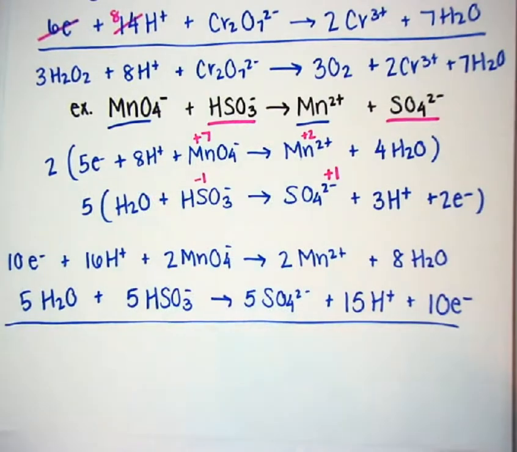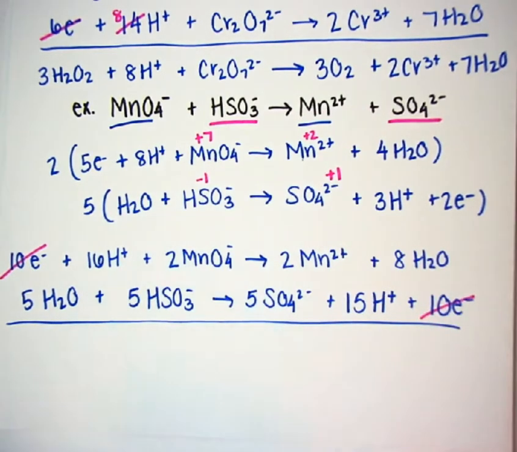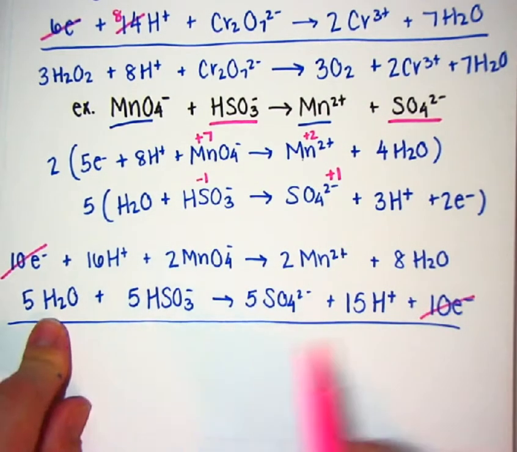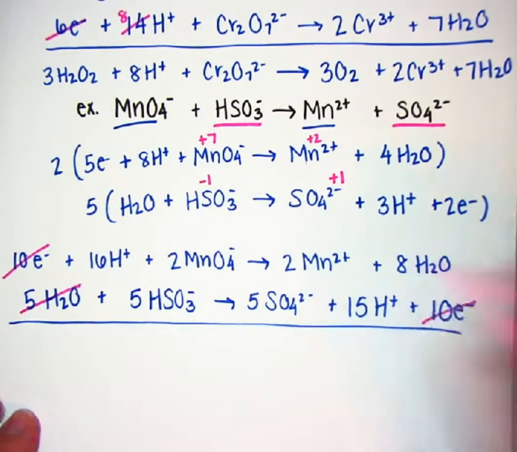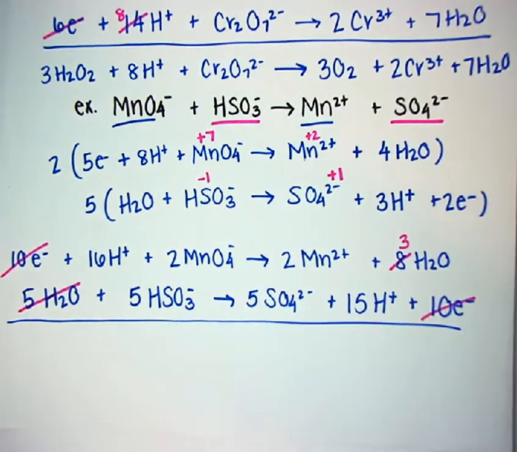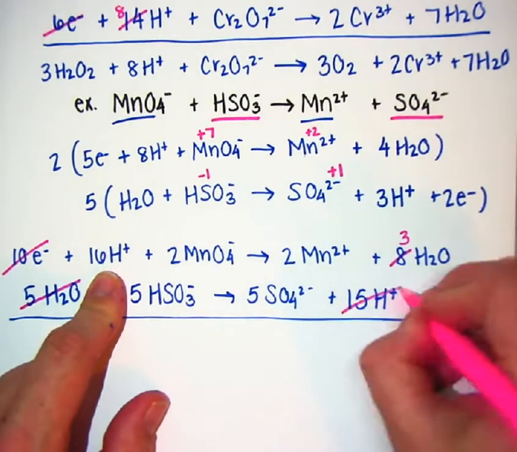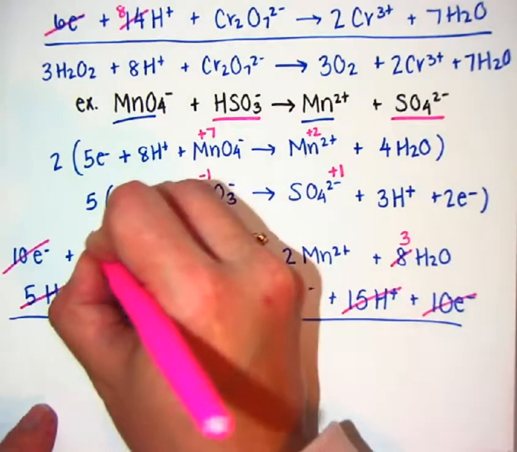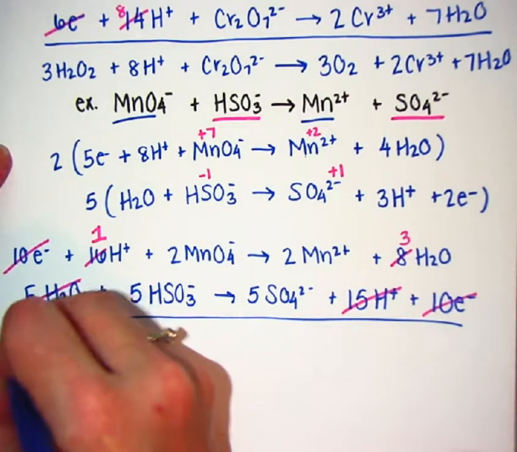Before we add these reactions together, let's see what we can cancel. You should always be able to cancel the electrons because we equalized them. Here I have 5 waters, here I have 8. Let's cancel 5 of them. If I have 8 and I cancel 5, that gives me 3 left over. I could also cancel out 15 hydrogens. If I cancel out 15, I now have 1 left over. Let's bring everything down.